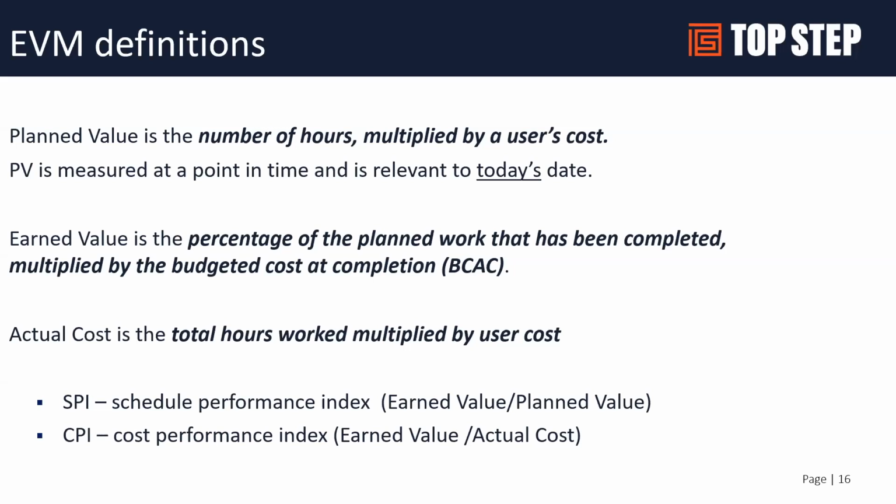And then your actual cost is what's been worked times user cost. So the combination of these three values is what derives your SPI and CPI values. Your SPI becomes your earned value over your planned value, and your CPI becomes your earned value over your actual costs. And again, the ideal is being able to get as close to one out of those as you can.